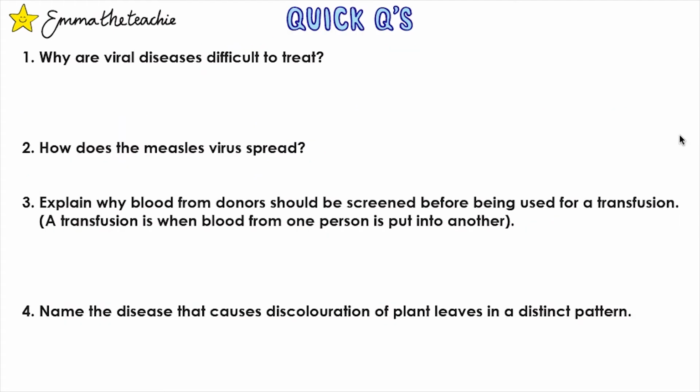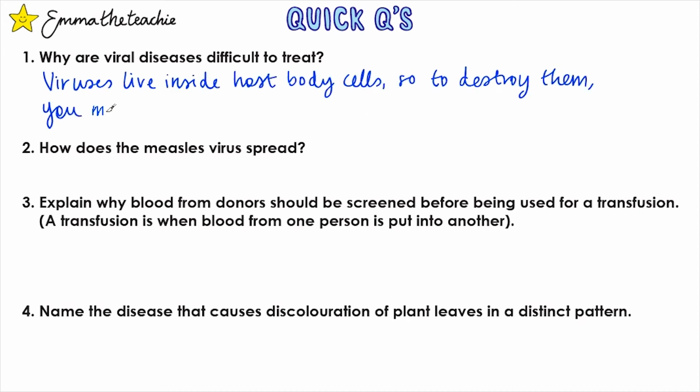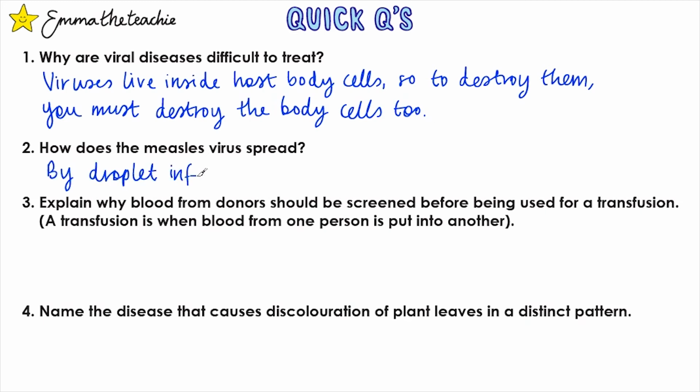Alright, let's check what you've learned. Pause the video and try the quick questions, and when you're ready to mark them, just press play. Ready? 1. Why are viral diseases difficult to treat? Well, viruses live inside host body cells, so to destroy the virus, you must also destroy your own body cells. 2. How does the measles virus spread? It spreads by droplet infection through the air.